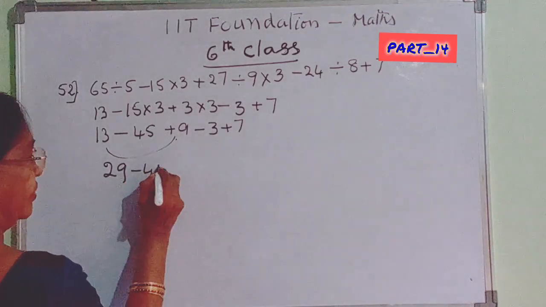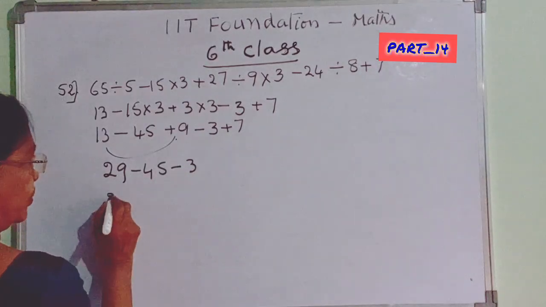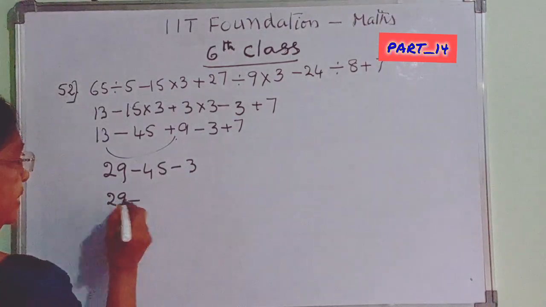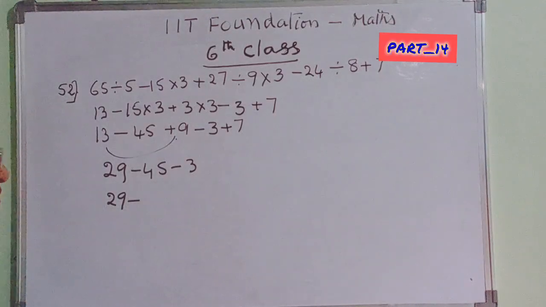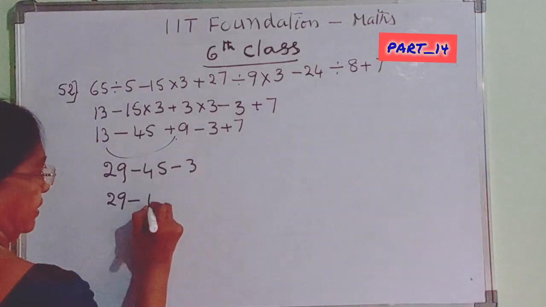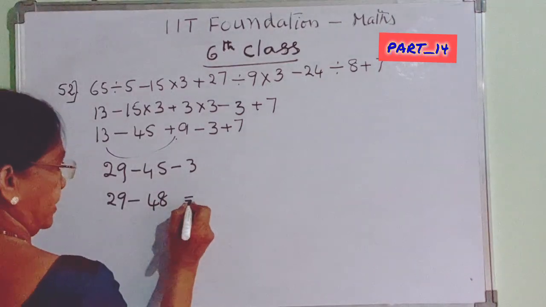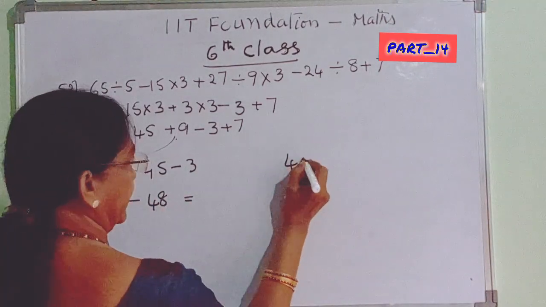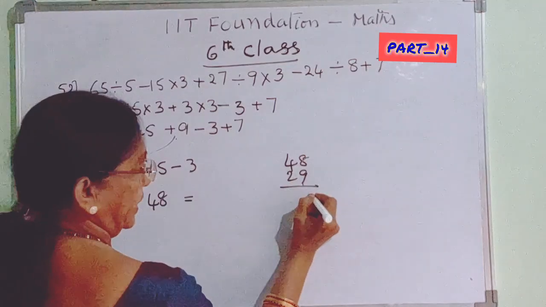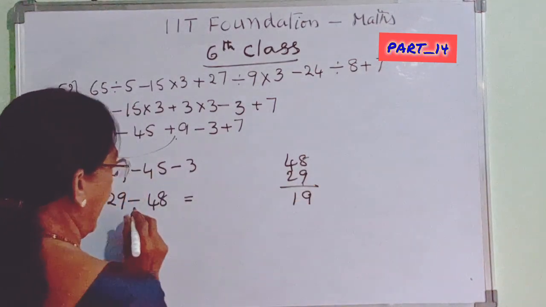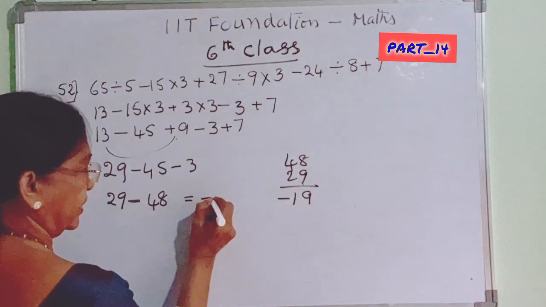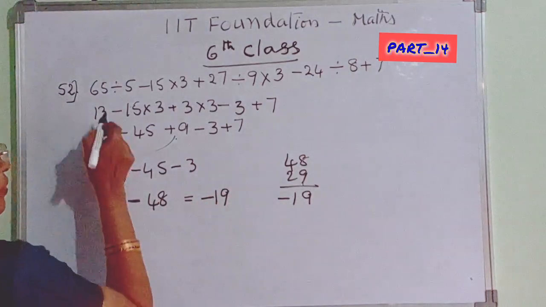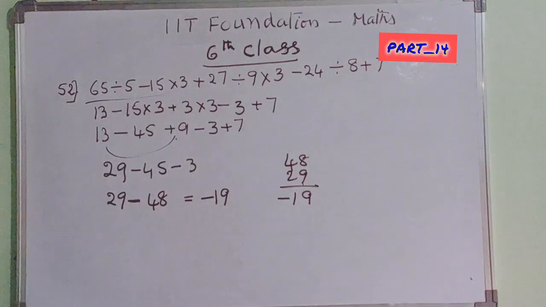Minus 45 minus 3 becomes minus 48. Therefore, this is equal to 29 minus 48. 9 minus 8, 1. 2 minus 4, so 48 minus 29 is 19. As the bigger number has a negative sign, we will get a negative here. Therefore, this is minus 19. Therefore, the answer for this mathematical expression is minus 19.